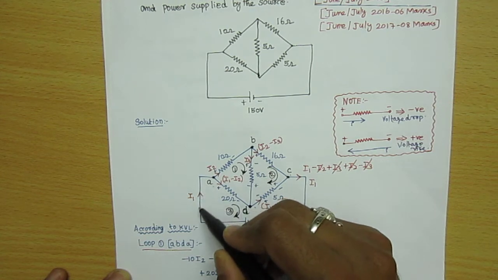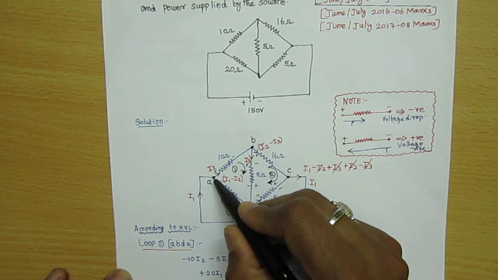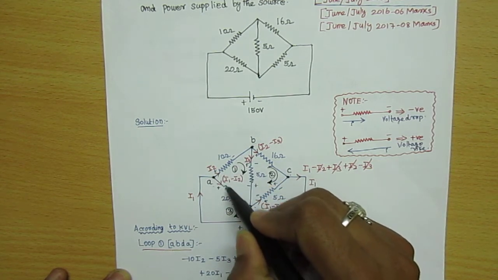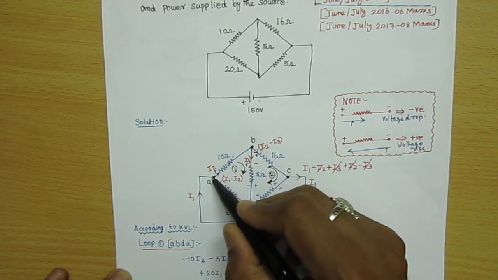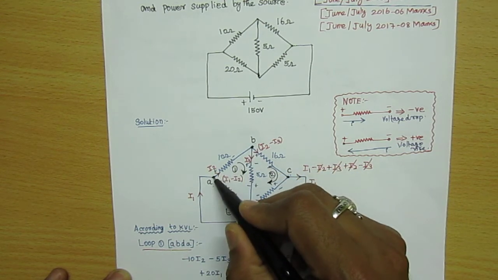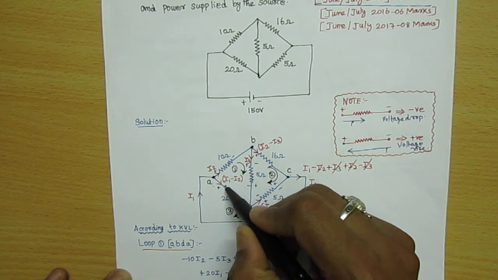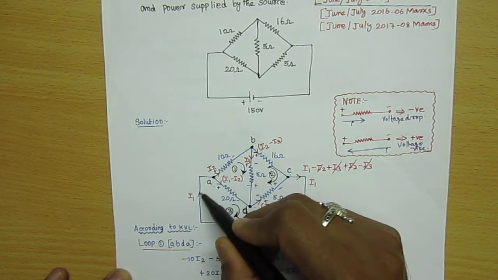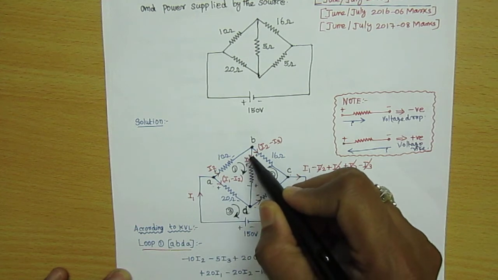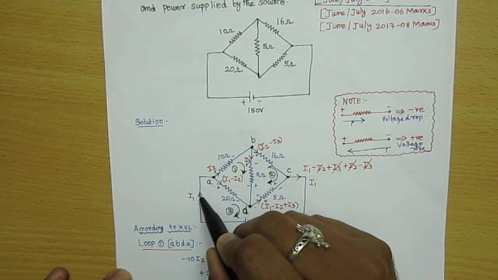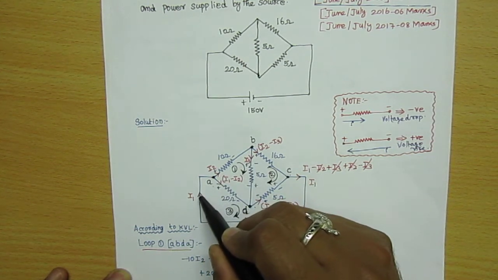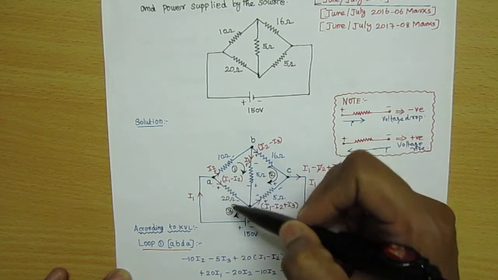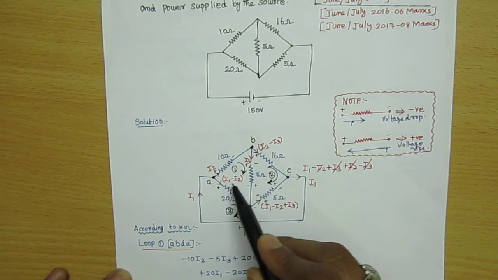I am naming I1 as the main current. Whenever it comes to junction A, it has two branches. So I am naming the AB branch current as I2 and the AD branch current as I1 minus I2. Already we are aware that according to Kirchhoff's current law, incoming current is equal to outgoing current. Here I1 is the incoming current and I2 is the outgoing, so incoming minus outgoing gives the remaining current in branch AD. So I mention here I1 minus I2.